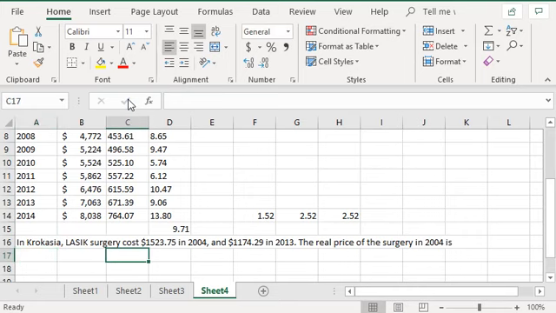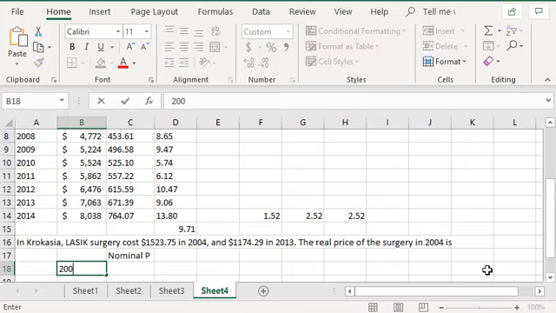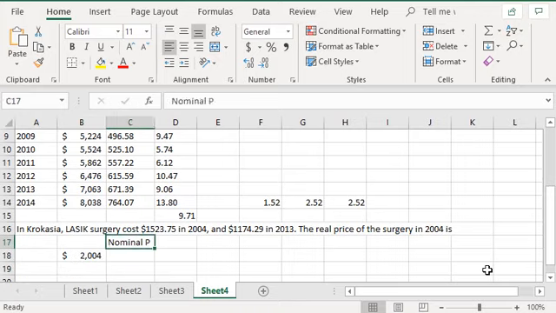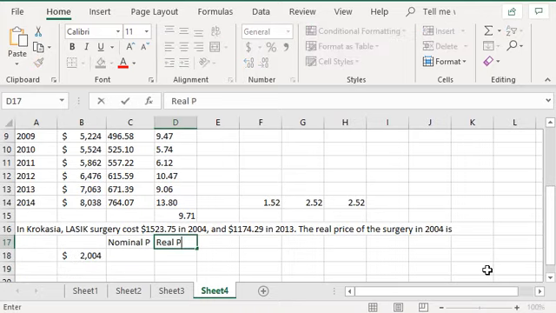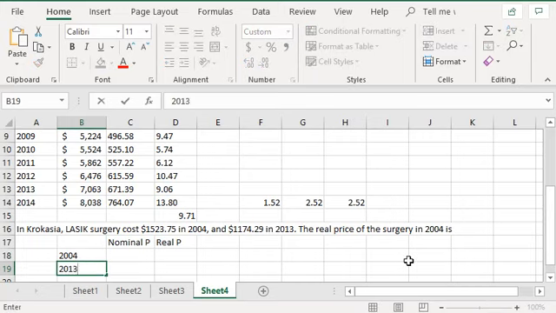Okay, so I'm gonna write right here: nominal price. Okay, nominal price. I'm gonna put the year here, 2004. And then over here I'm gonna write real price. And then I'm gonna write 2013 here.